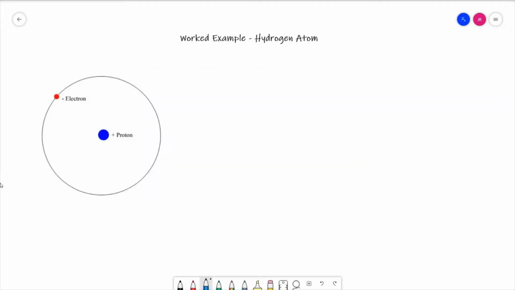So now that we've had a look at a few different examples of exactly how centripetal force acts, or how we have to have a physical force acting as a centripetal force, let's come back to the hydrogen atom and let's have a look at this in a little bit more detail. As we said then, we know that we have to have a force acting from the electron towards the proton in order to keep that electron orbiting in the atom itself.